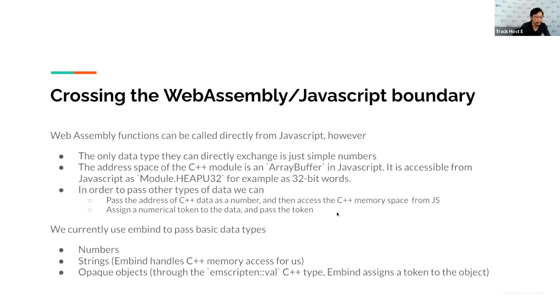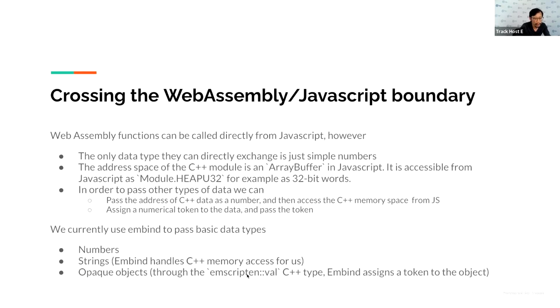It works well enough. We currently use embind to pass basic data types. So numbers can be passed directly. For strings, embind will handle C++ memory access for us. Basically, it will pass a pointer and copy that string into a JavaScript string. Opaque objects are also passed by embind. It's mapped to C++.